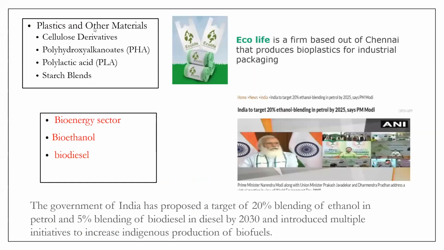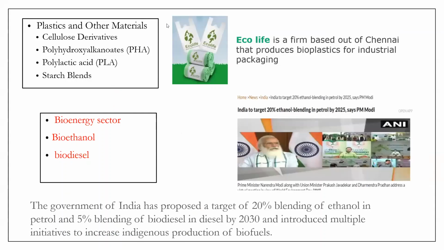Similarly, plastics and other materials, biodegradable materials like cellulose derivatives, PHA, which is being derived from bacteria, polylactic acid. There are certain bacteria which produce lactic acid. From there, you can go for polymerization and you can get polylactic acid. Starch blends combining starch with lactic acid. So there are different ways of developing bioplastics. Ecolife is a firm working in Chennai, which is using this concept of bioplastic for industrial packaging.